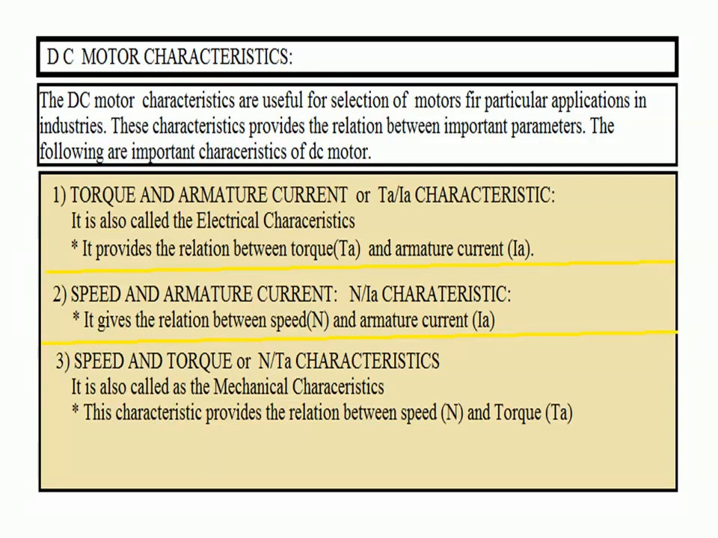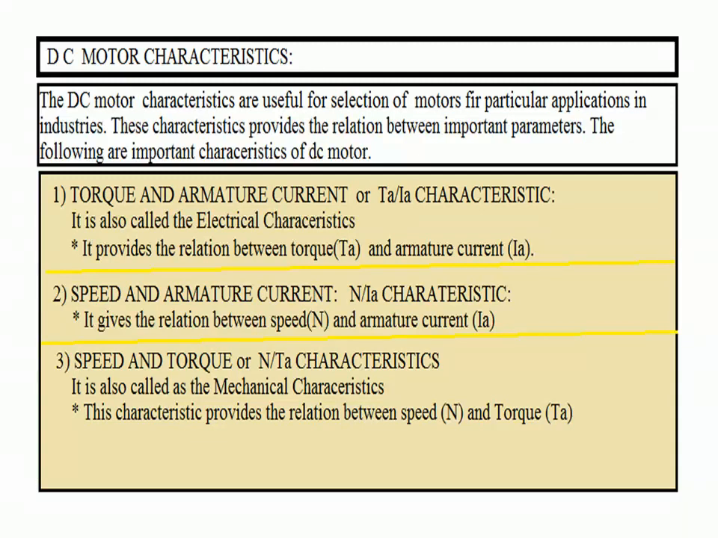Before going to the different types of characteristics, these characteristics are very important to select the motor for a particular application, and it is also very important for consumers to select motors for their particular applications. So, it gives the relation between different parameters. If one parameter is varying, how another parameter performs, it gives the idea.